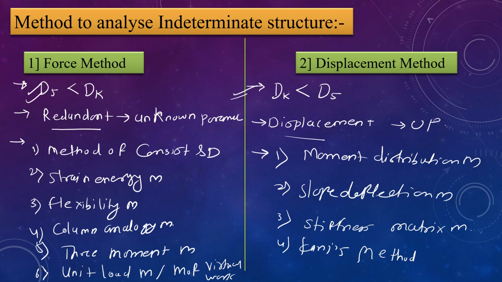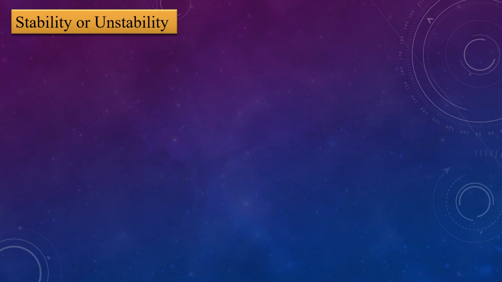The next point is stability or instability. There are three types of stability or instability.